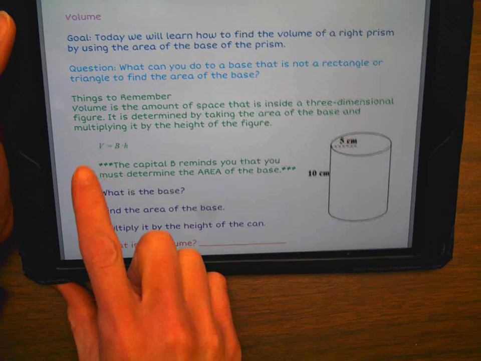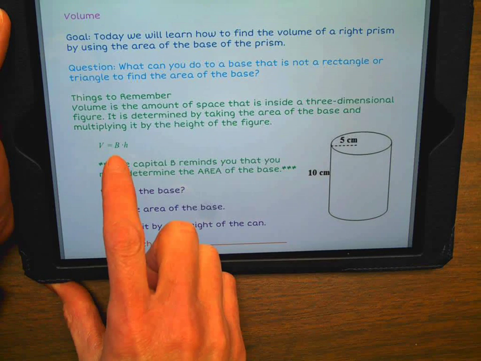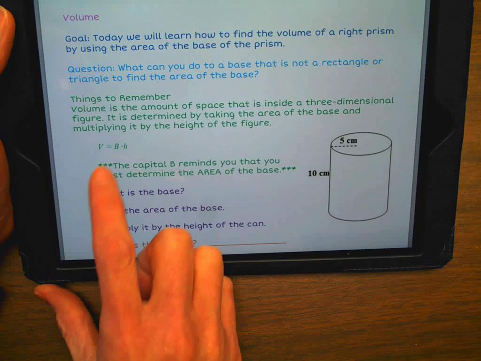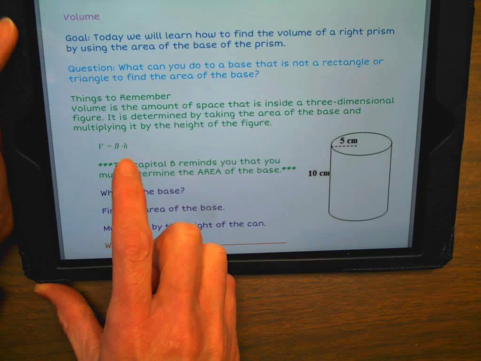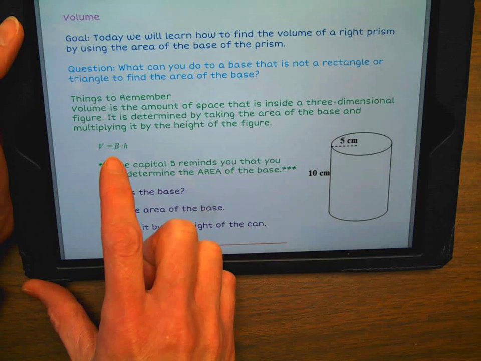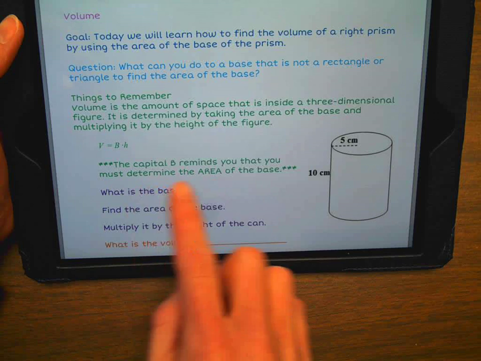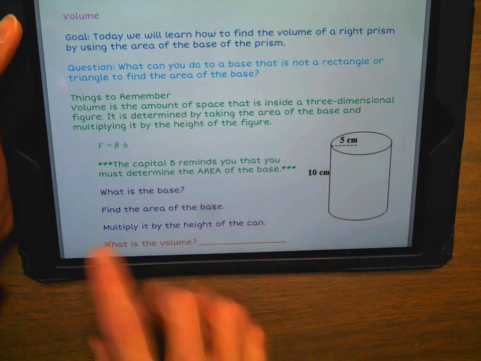Okay, so let's look at this formula right here. It says V for volume equals capital B times H. Well, the reason why we use the capital B is because the capital B tells you, I have to find the area of whatever the base is first and then multiply it by the height. So instead of using a little b, we now use a capital B whenever we're working with volume in three-dimensional figures. So the capital B reminds you that you must determine the area of the base first, and then you multiply it by the height.